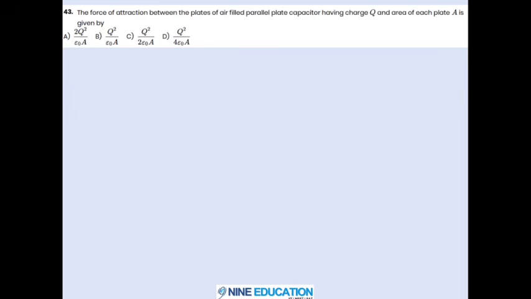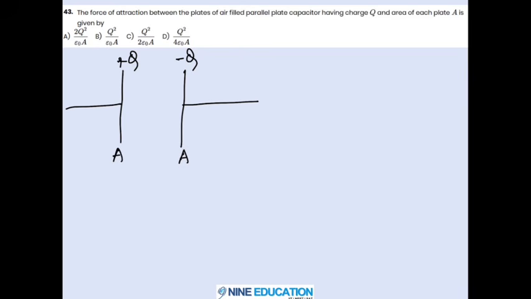The force of attraction between plates of an air-filled parallel plate capacitor having charge Q and area of each plate A is given by how much? Okay. So this is the capacitor, and on each plate plus Q minus Q charge is there, and area of each plate is A.